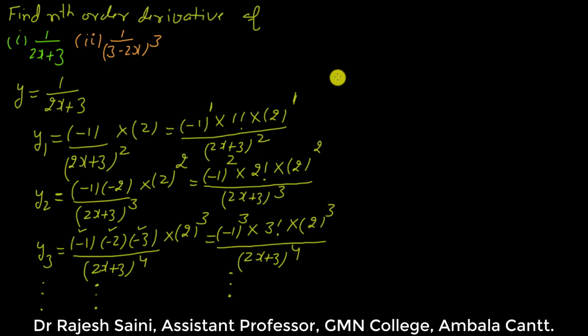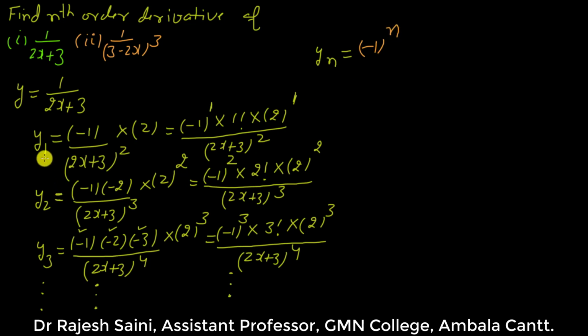This shows that we are going to write the generalized result. Now what will be the generalized result? We have to find yn. So what will be its value? Look over here, give attention. When here is 1, here is minus 1 raised to the power 1. When here is 2, here is minus 1 raised to the power 2. When here is 3, here is minus 1 raised to the power 3. So whenever here would be n, here will be minus 1 raised to the power n.